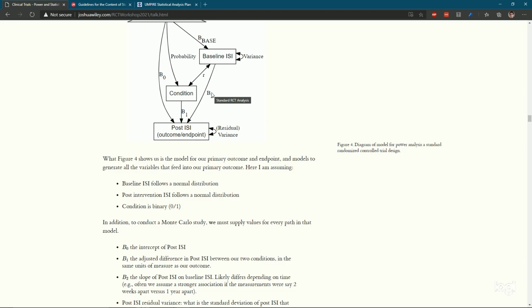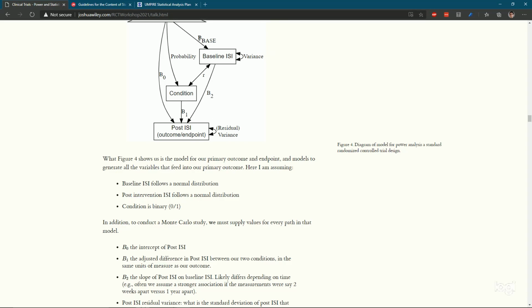This is basically stability. How much is where people's insomnia symptoms started related to where their insomnia symptoms ended up? How strongly are they related? If that's 0, that's saying they're completely unrelated. If it's very high, that would say they're very strongly related.